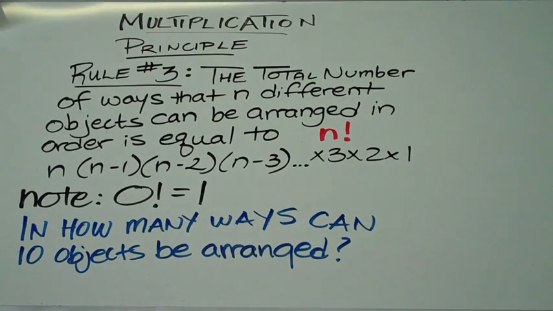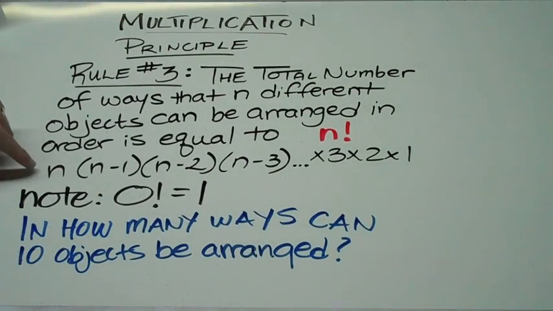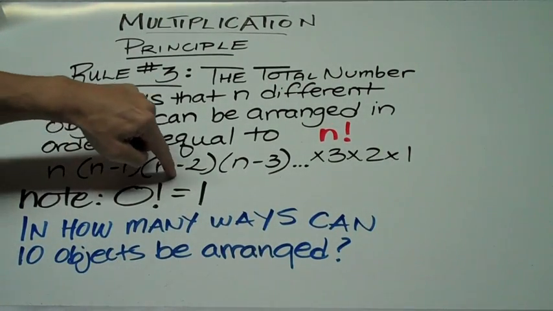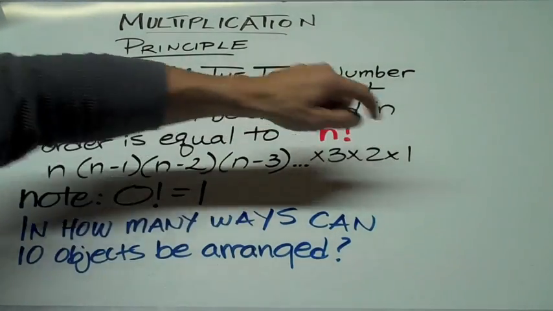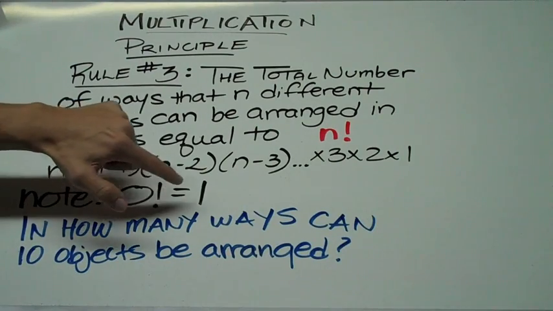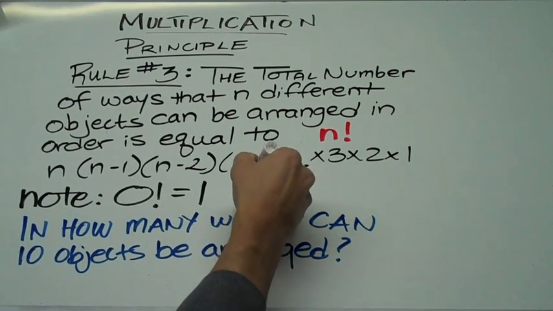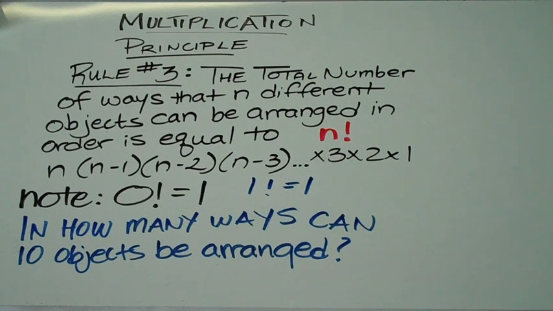Our third rule of the multiplication principle is this. The total number of ways that n different objects can be arranged in order is equal to n factorial. What is n factorial? It's n times n minus 1 times n minus 2 times n minus 3, and so on, all the way down to 3 times 2 times 1. Note, this is very important, that we define both 0 factorial as 1 as well as 1 factorial is equal to 1. Well, how does this work?